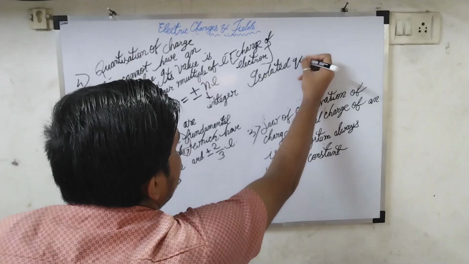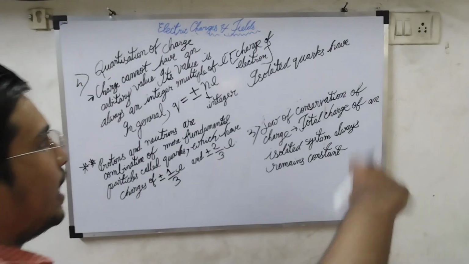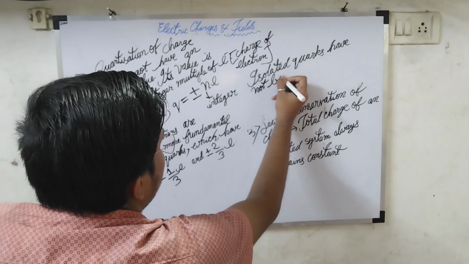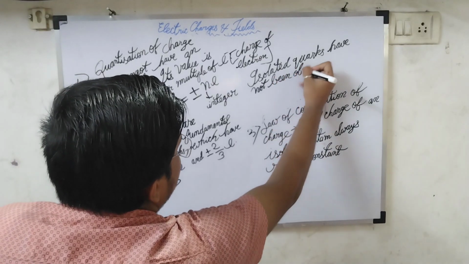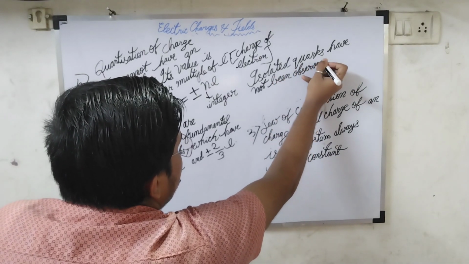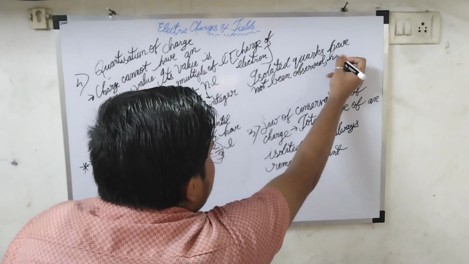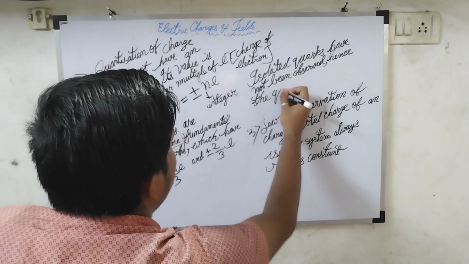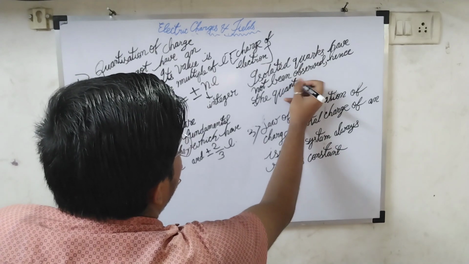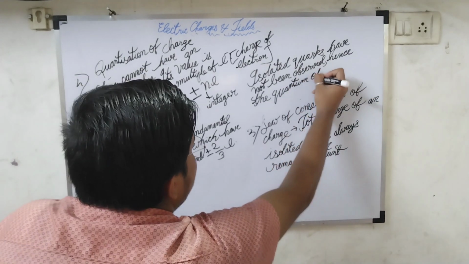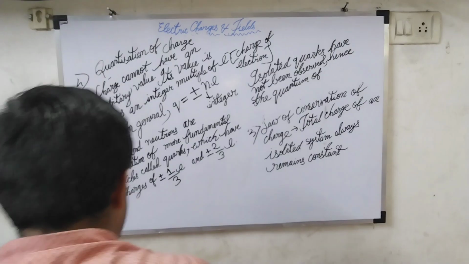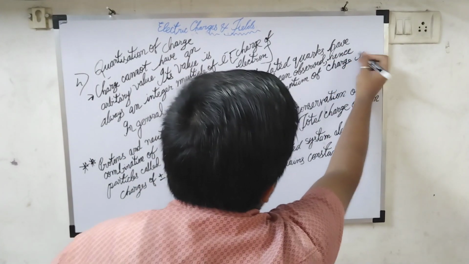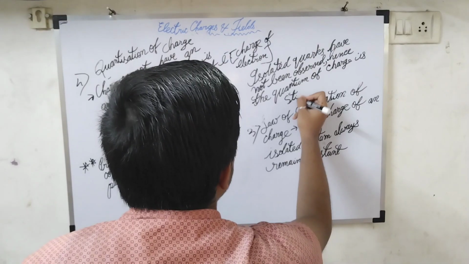Quarks have not been isolated; quarks have not been observed. Hence, the quantum of charge is still e.